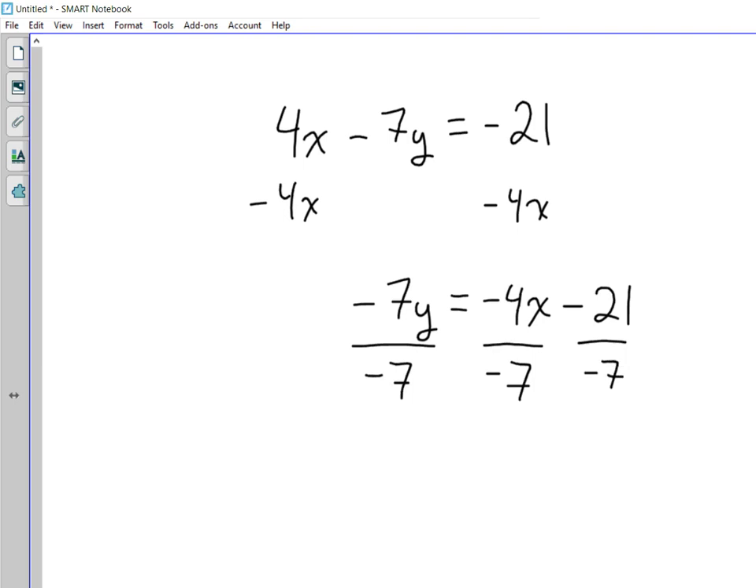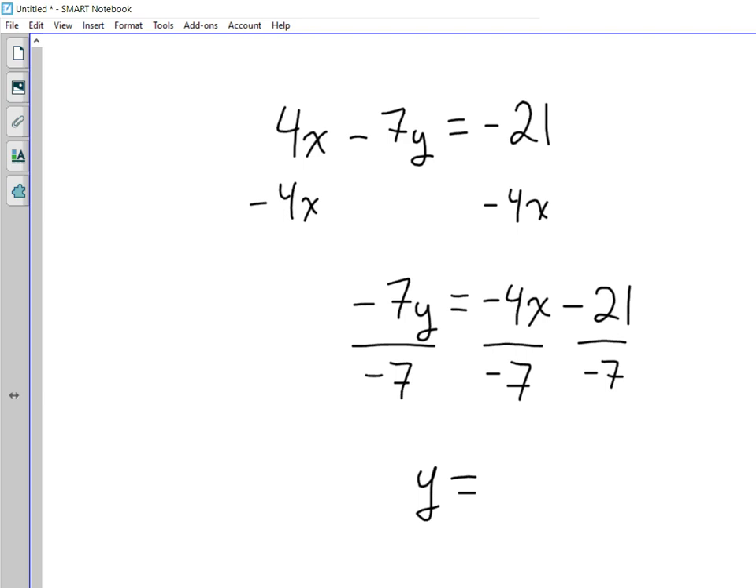What is this? Ooh, right-hand side. What happened? Oh, sorry, left-hand side. What happens to the left-hand side? Just plain old y. Very good. And now what's that right-hand side? Negative 4 divided by negative 7. Is that reduced? That's right. A negative over a negative is a positive.